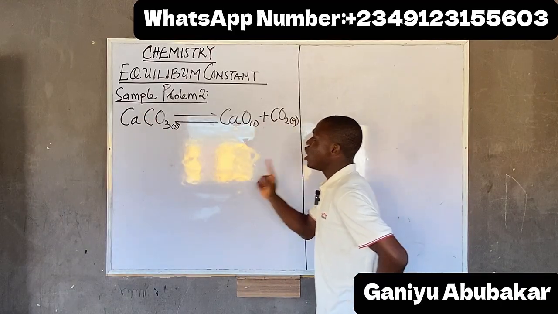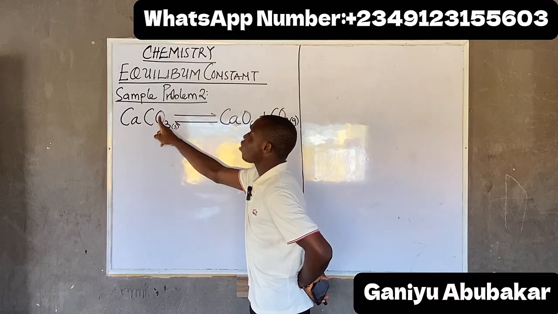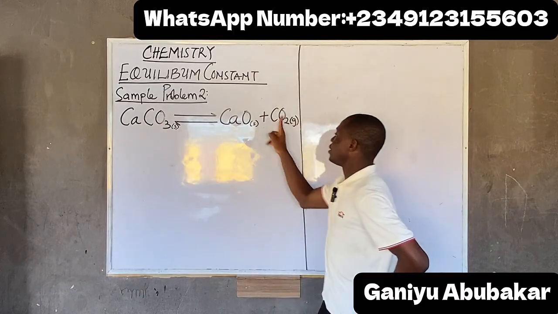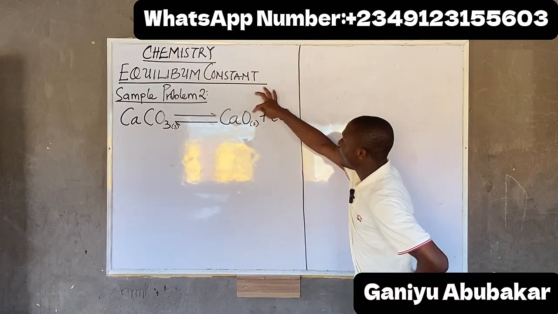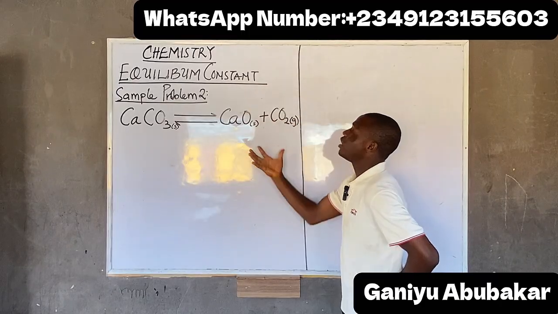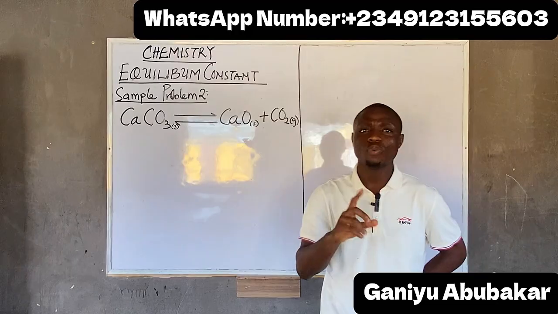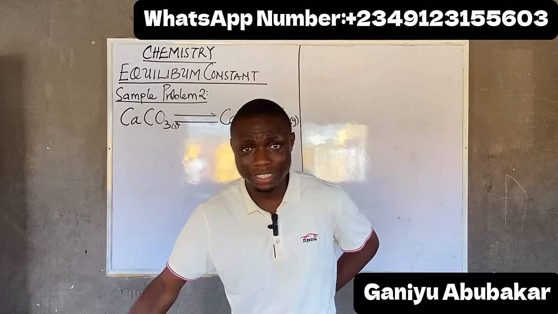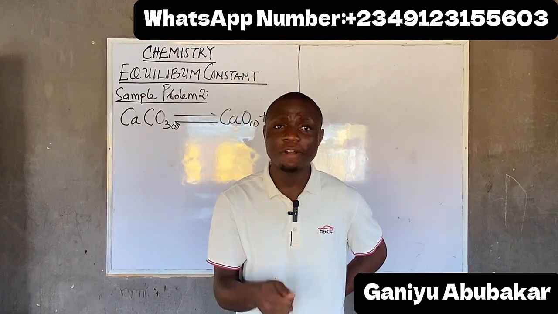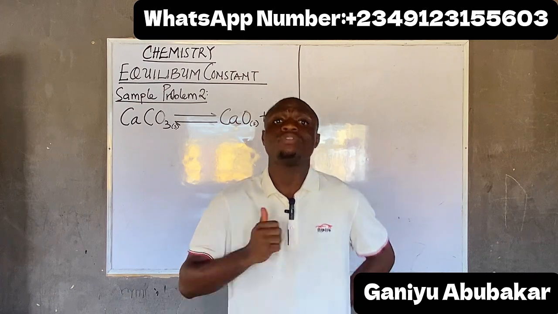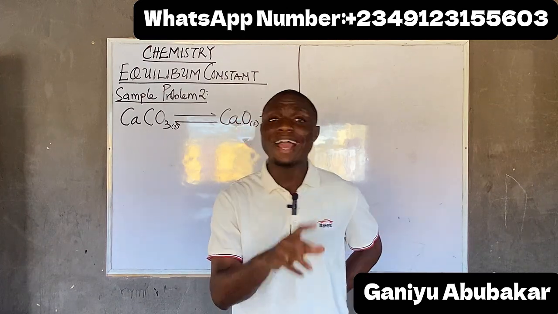It's balanced. If you observe on my reactant side, oxygen is 3. On the product side, oxygen is 2 here with 1, so 2 with 1 gives you 3. So this chemical equation is balanced. Until you confirm that it's balanced, you cannot proceed to solve the equilibrium constant.